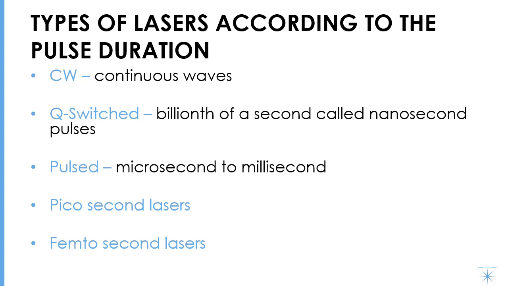Then we have the pulsed lasers, which are usually in microseconds or milliseconds, and those are the most popular lasers we are using in our practice. Then we have picosecond lasers, which are becoming more popular now for treating pigmented lesions and tattoos and some other indications as well. And then we have the femtosecond lasers, which are so far used in ophthalmology treatments, not in dermatology. So those are different pulse durations which we are using with different types of lasers.